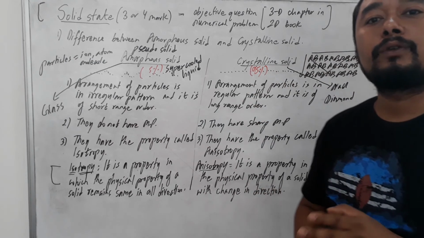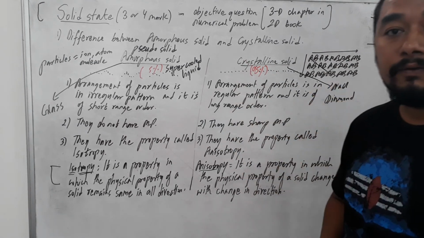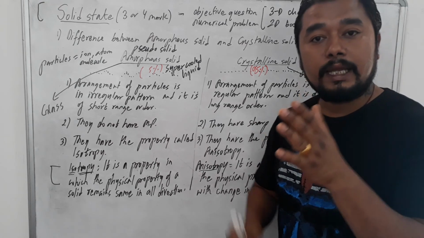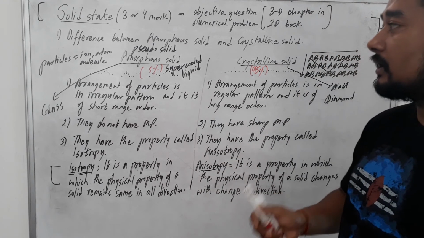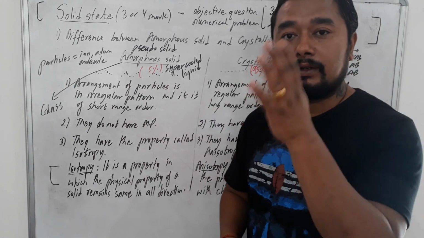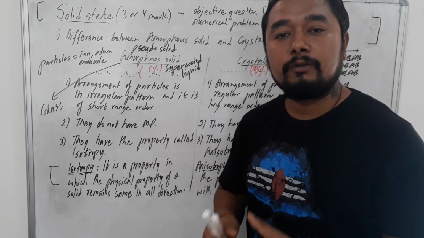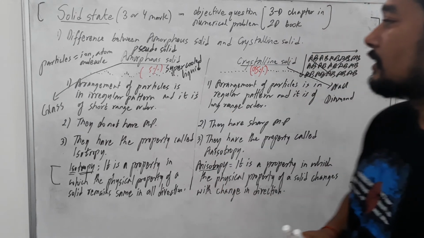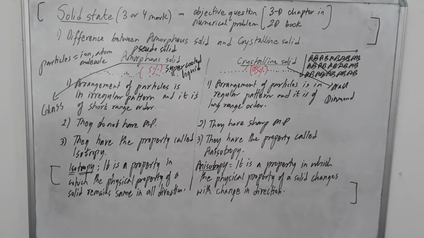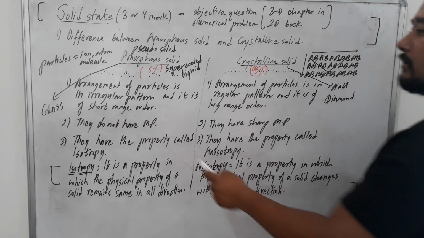So do remember, when you cut a crystalline solid by a knife, you get a smooth surface, and the bisection will be equal, smooth and regular. But in the case of an amorphous solid, when you cut by knife, it will be rough and irregular. So this is how we differentiate between amorphous solid and crystalline solid. Students, you can give three differences.